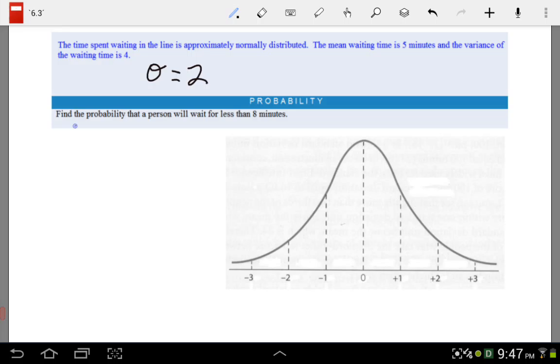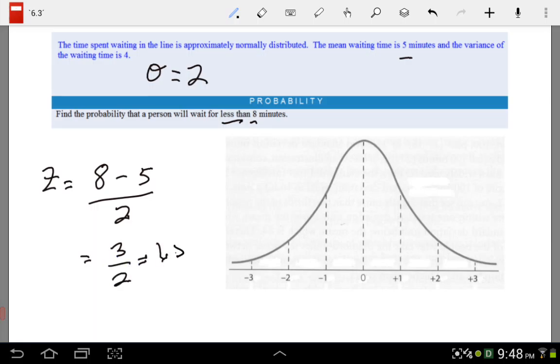So now let's look. It says find the probability that a person will wait for less than, notice this is a little bit different than the last one, 8 minutes. So 8 is our x. Now let's find the z-score for that. So we'll have 8 minus our mean, which was 5, divided by our standard deviation of 2. So we'll get 3 over 2, which in decimal form is about 1.5.